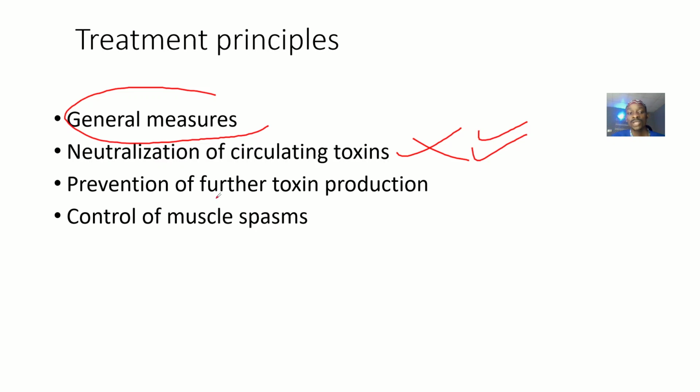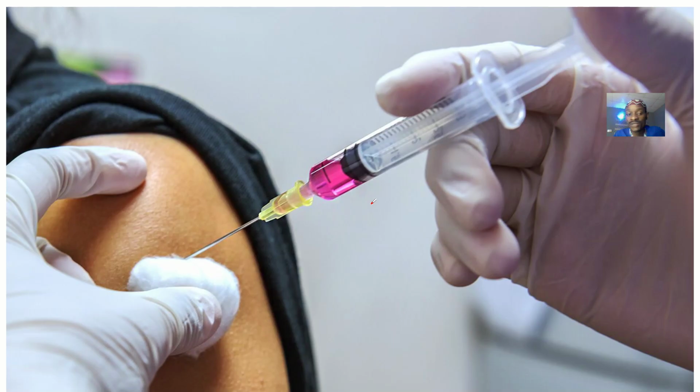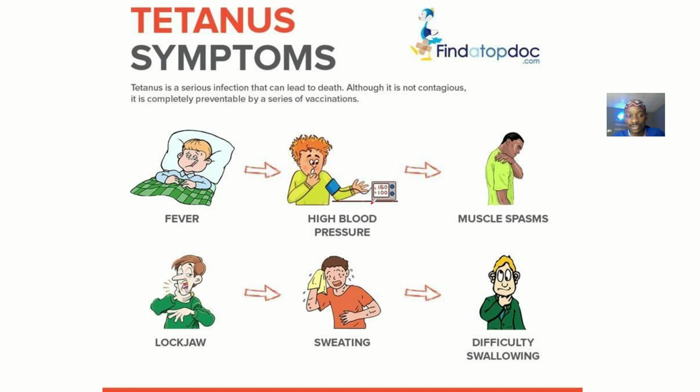All right, then you also prevent further toxin production. The medication is there, we'll talk about it. Then you also look forward to trying to control the muscle spasms, because one of the classical signs of tetanus is muscle spasms. From this you can also have aching of the back. So you want to control all this.